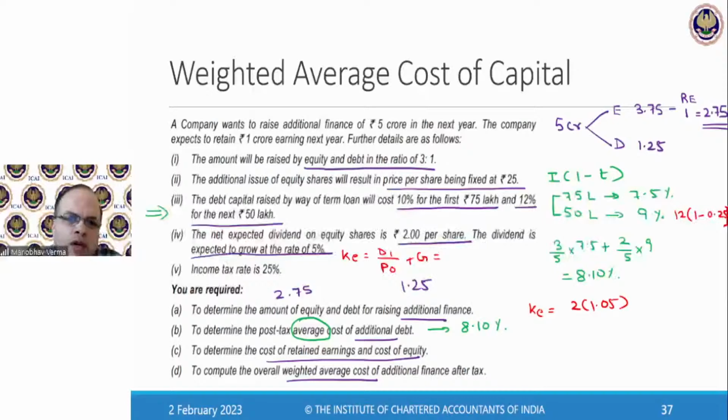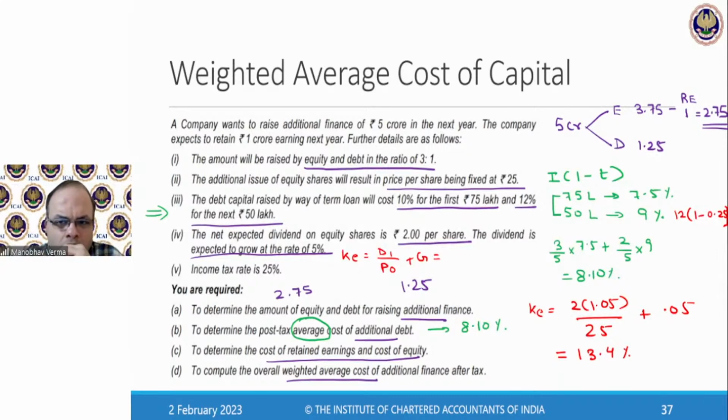What is P0 for us? 25. Can anyone do that mathematics? What is cost of equity here? Someone said 13%, someone said 13.4. Okay, so majority of you are telling me 13.4%, I guess.